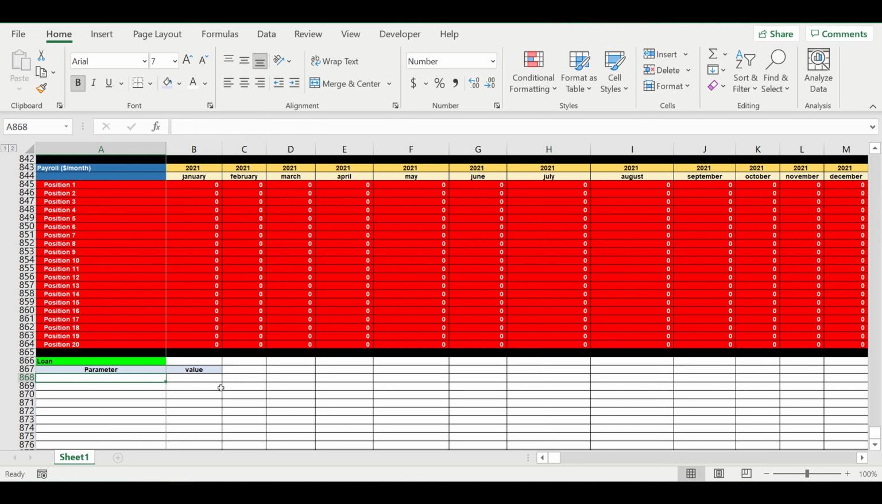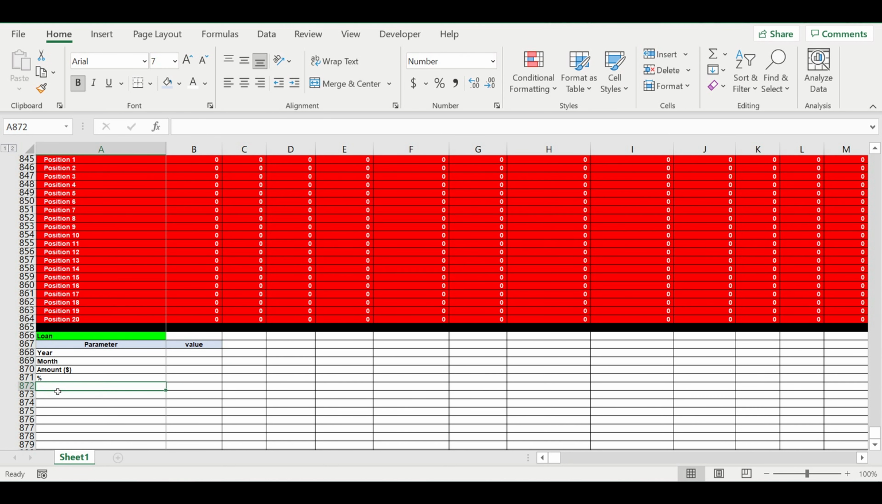First of all, we should assume when we get this loan. Year, then month, amount, then we set up the interest rate, term in months of loan, grace period, a principal, in months. The same thing for interest, grace period for the interest, if there is any.